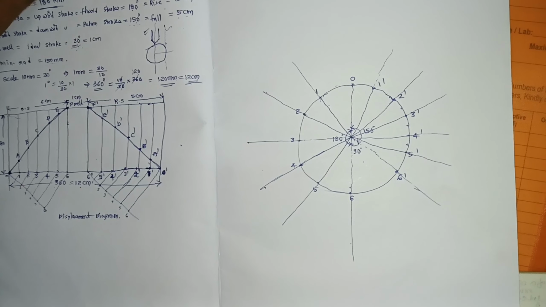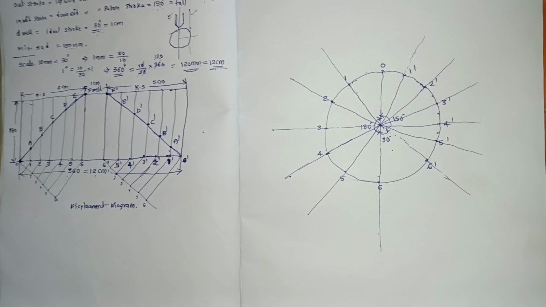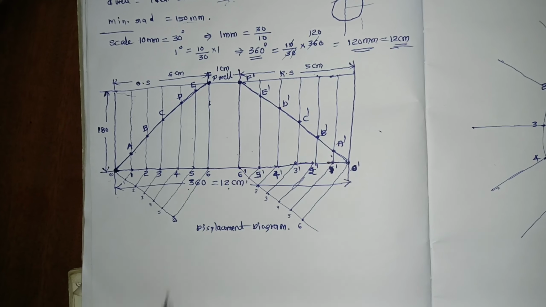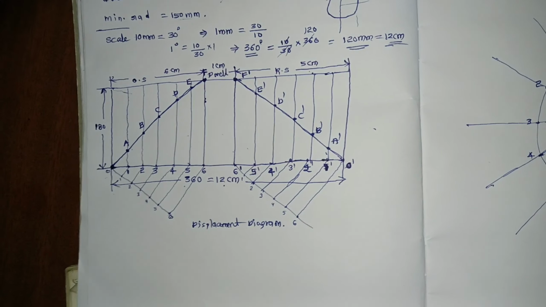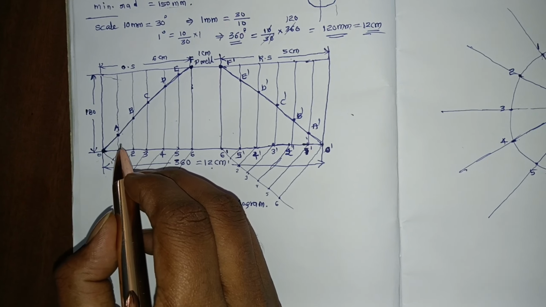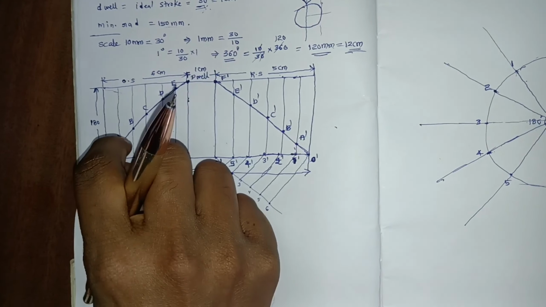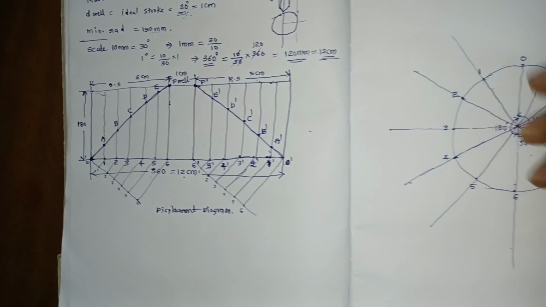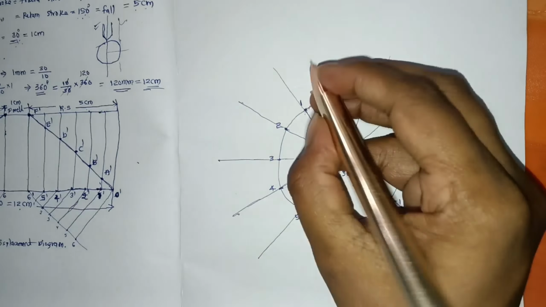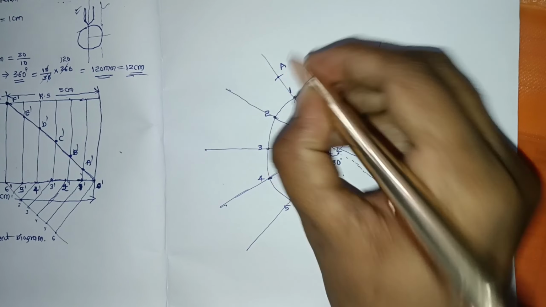Then you have to measure. See here, see this diagram. Here you have to measure the distance from 1 to A with the help of a compass. Then from the point 1 you have to cut the arc on this line. Then you have to give the name as A.